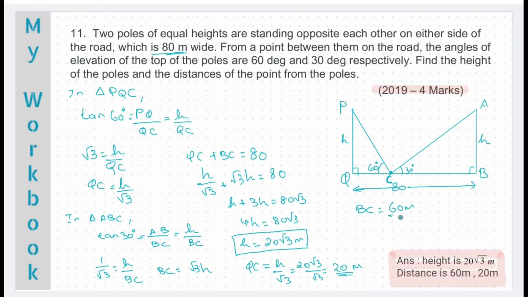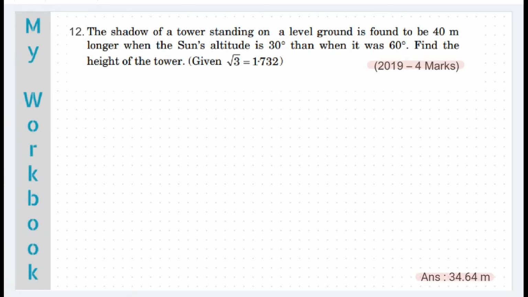So we have found the height of the poles, that is 20 root 3 meter, and also the distance of this point C from the two poles. It is 20 meter and 60 meter. So let's move on to the 12th sum.